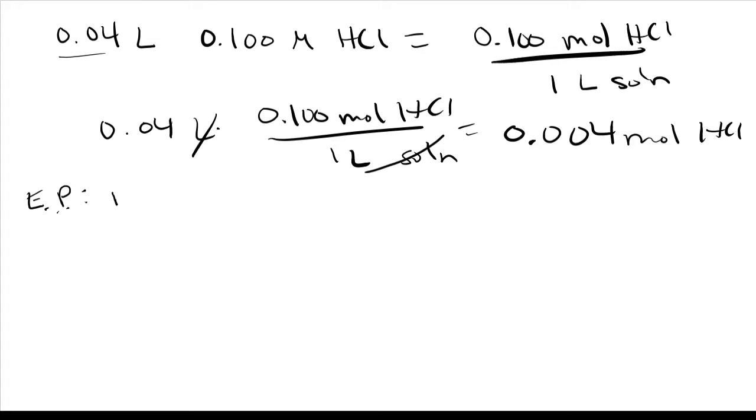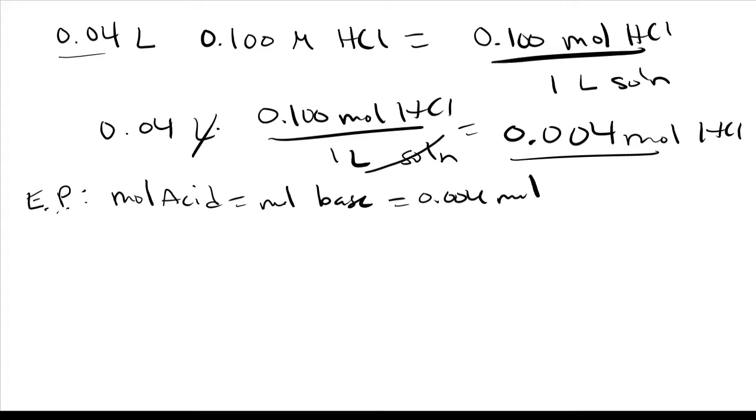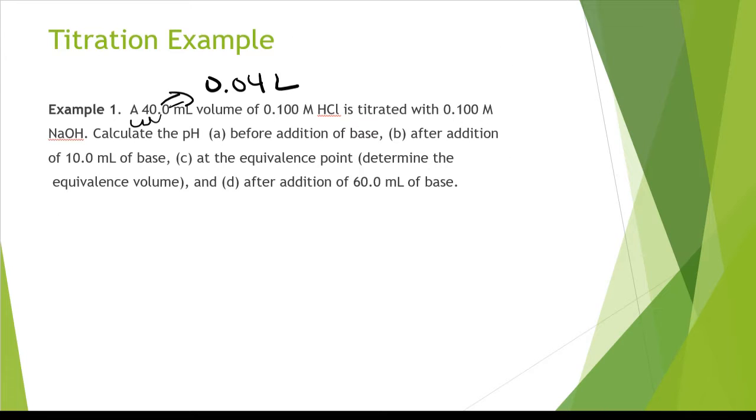Remember, the equivalence point is when the moles of acid equals moles of base, right? So if we have this amount of acid, then we're going to have an equal amount of base. So that means the amount of base that we have is 0.004 moles. We know the base, and we also know the concentration of the base. The concentration of the base is 0.100 as well. Sodium hydroxide is your base.